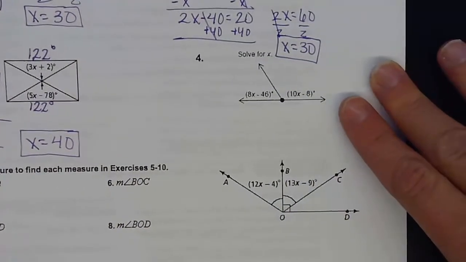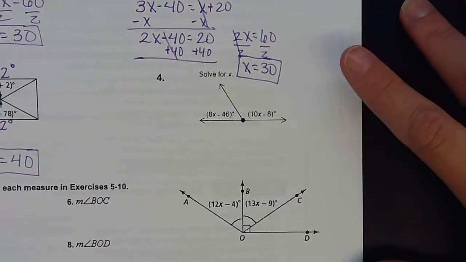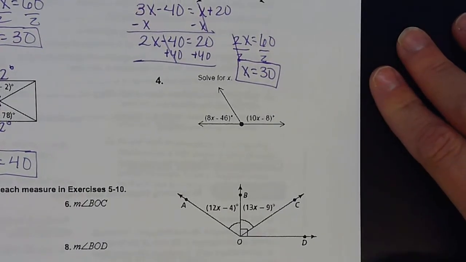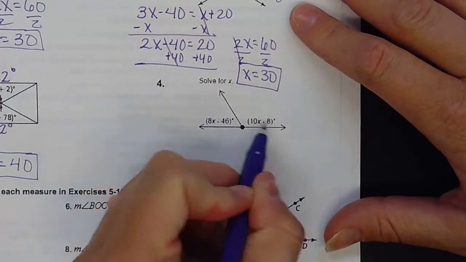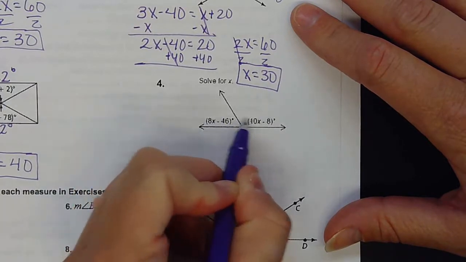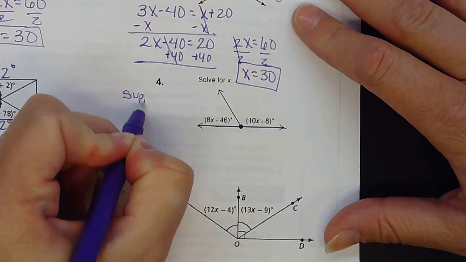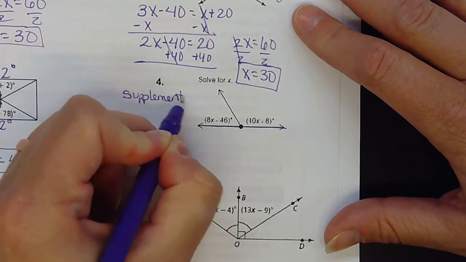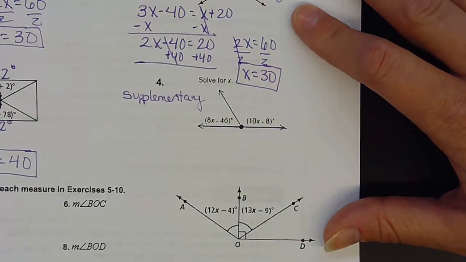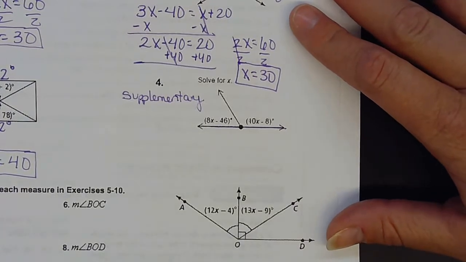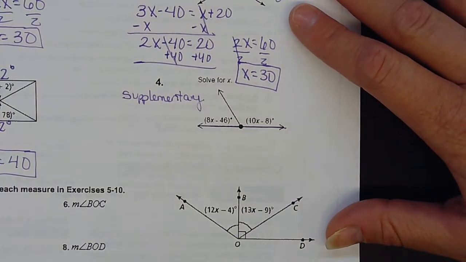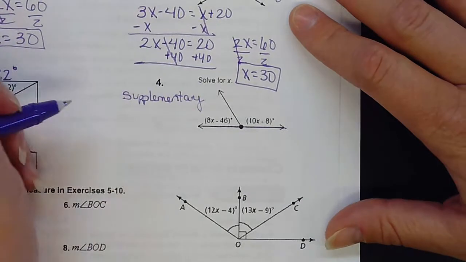All right, number 4. This is the only odd one out, looks like. Number 4, these two angles are right next to each other. They are adjacent, and they are along a straight line. So these ones are supplementary, or the same thing as a linear pair, because they're on a line. Since they are supplementary, that means they add up to 180. So you're going to add them together.